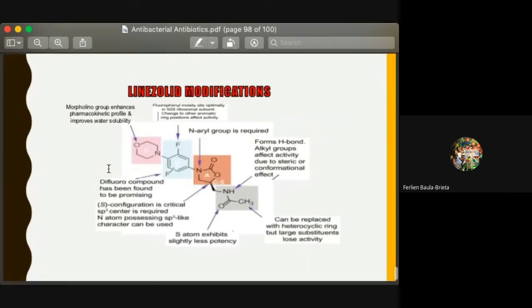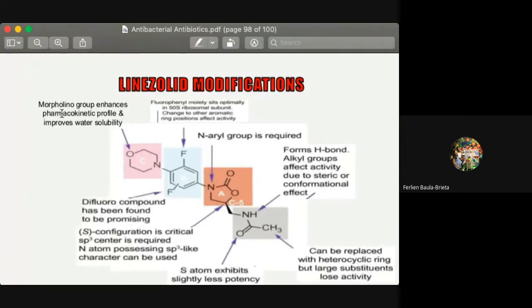And then the next unclassified is the linezolid. So the linezolid is used for vancomycin-resistant microorganisms. And in the same way as colistin, it is a highly restricted antibacterial. So this is the structure of our linezolid. It has 4 chunks. The first one, the pink one, the morpholino group, enhances pharmacokinetic profile and improves water solubility. The next one is the blue one. This is the difluoro compound that has been found to be promising. So it should have S configuration.